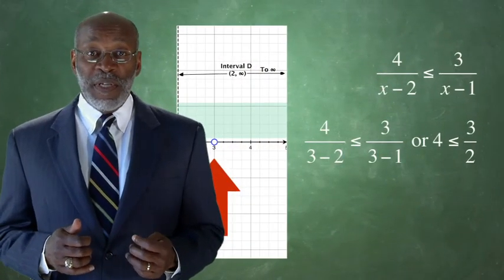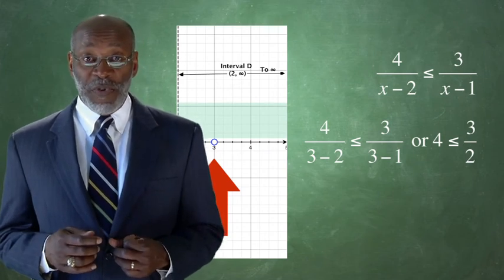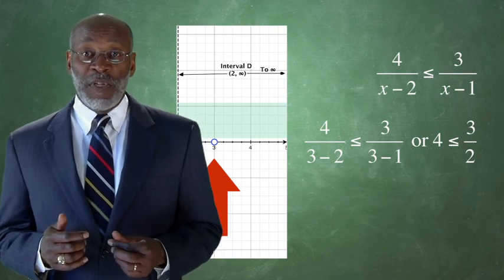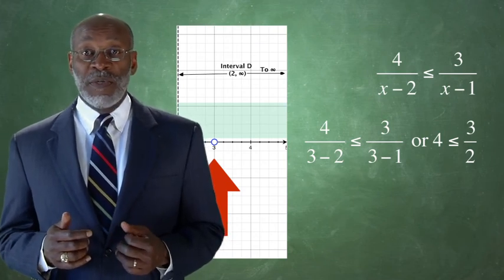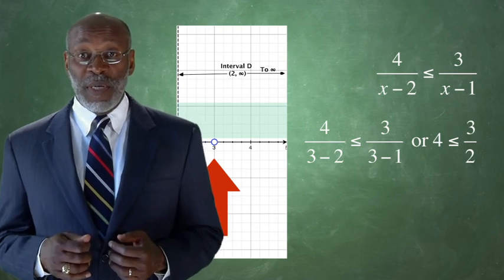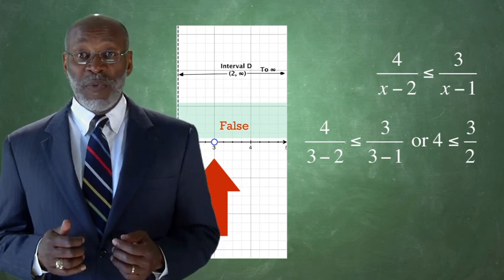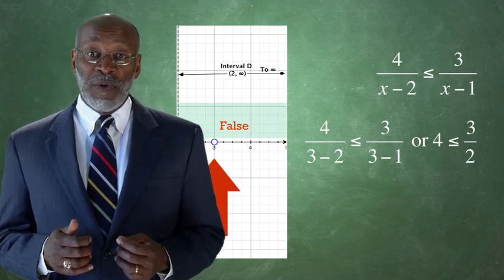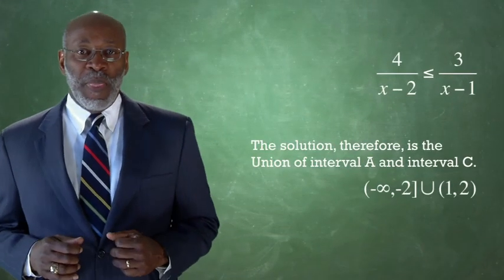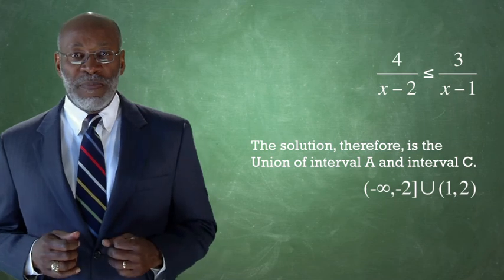In interval D, we choose x equals positive 3. The original inequality becomes 4 divided by 3 minus 2 is less than or equal to 3 divided by 3 minus 1, or simply put, 4 is less than or equal to 3 divided by 2, which is false. The solution, therefore, is the union of interval A and interval C.